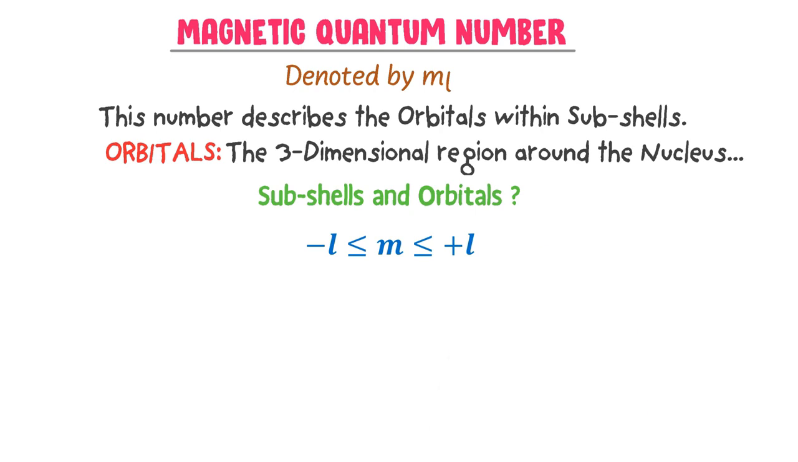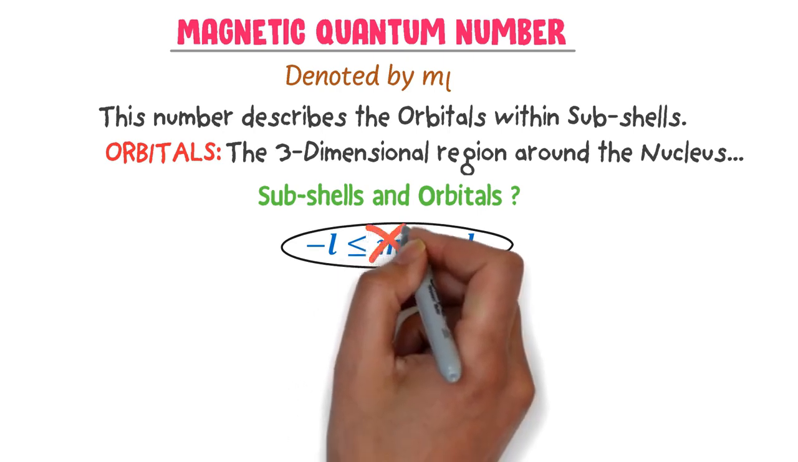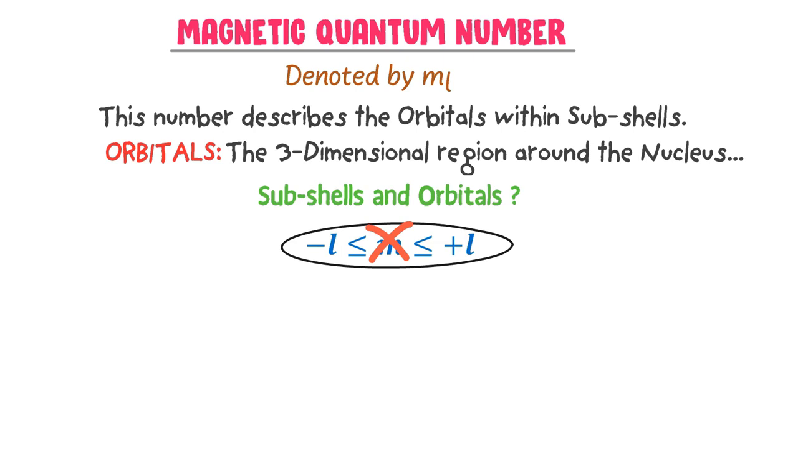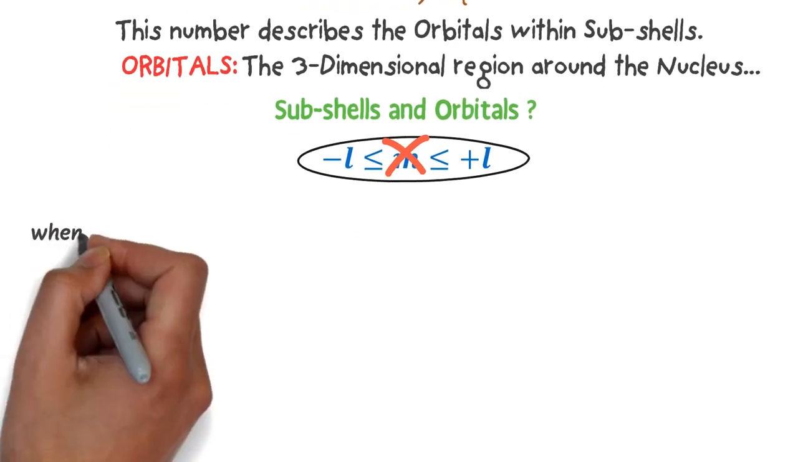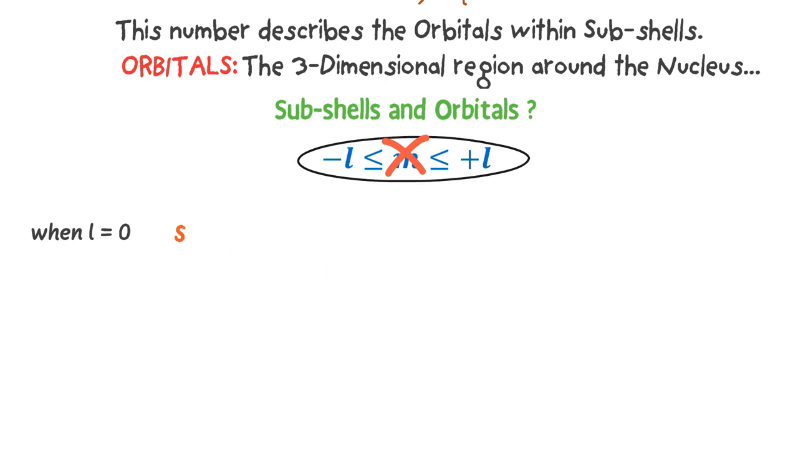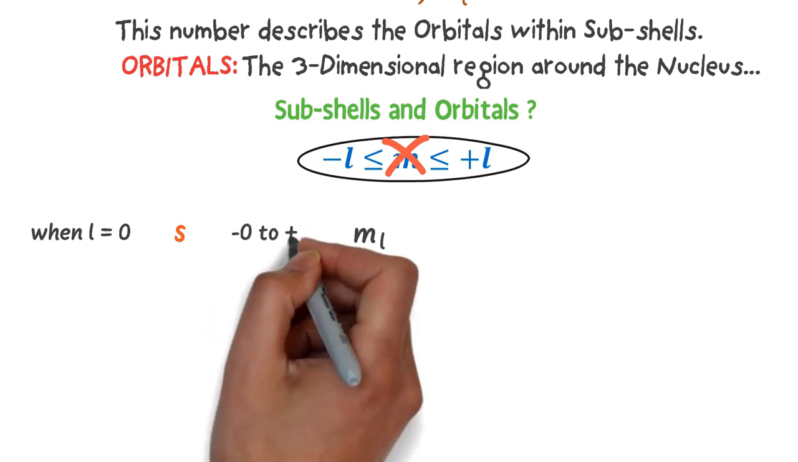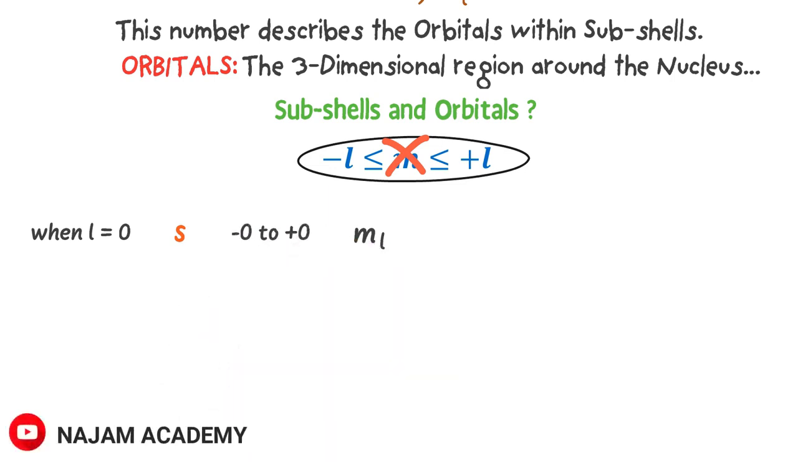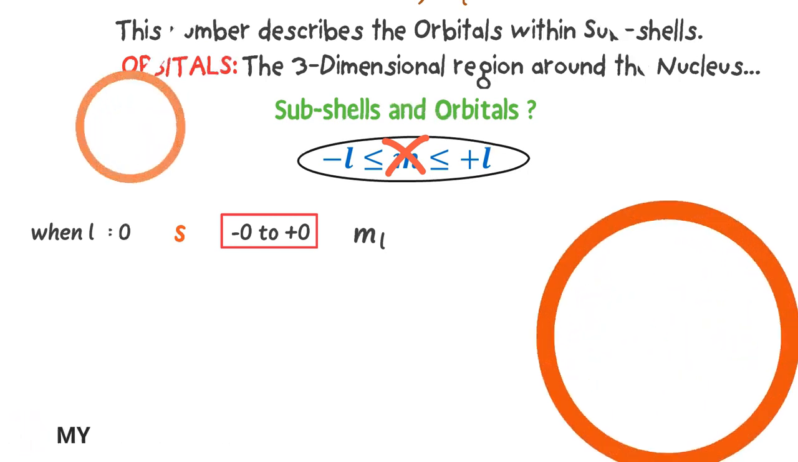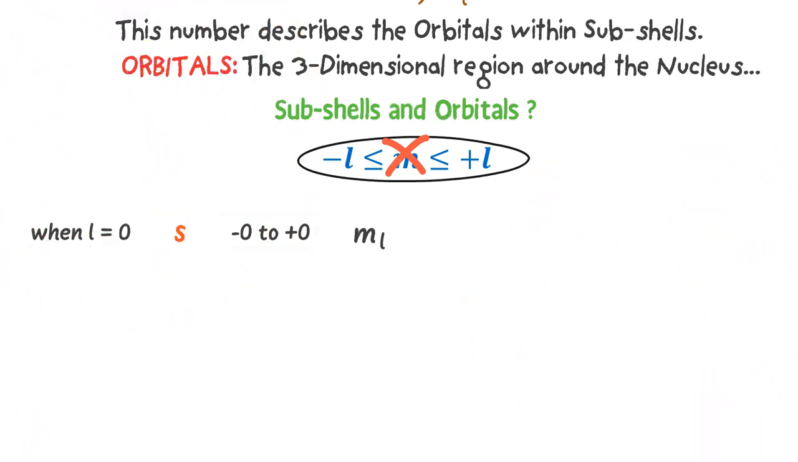Well, the formula is m is greater than or equal to negative L and m is smaller than or equal to positive L. But again, I do not use this formula. I use my personal trick. We know that when L is equal to 0, it is the S subshell. What about the possible values of ML? Well, go from negative 0 to positive 0. We know that there is no negative or positive 0. Hence, the possible value of ML is 0. Thus, when L is equal to 0, ML is equal to 0 and the S subshell has one orbital.